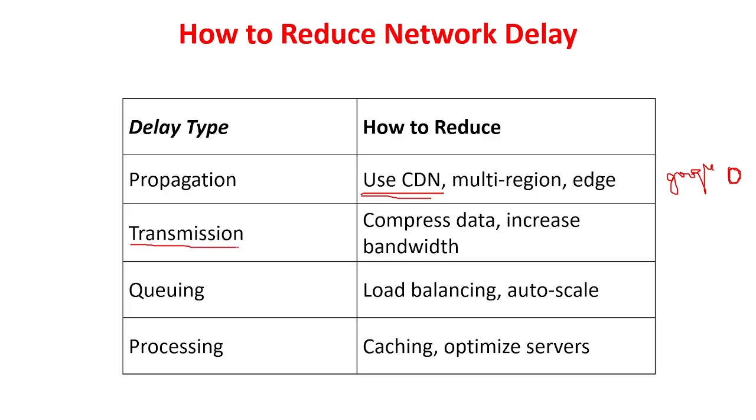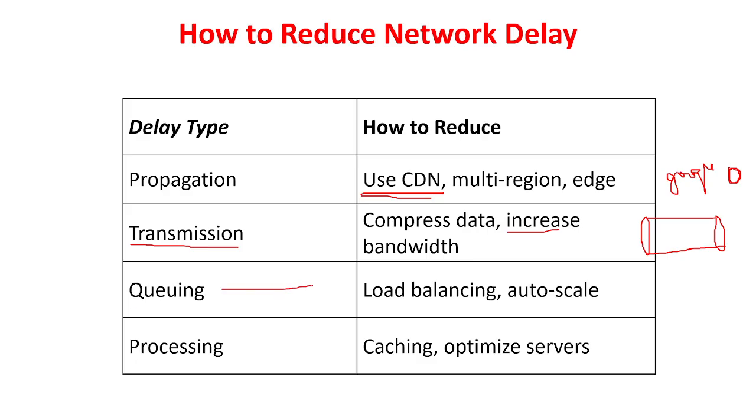Next we have transmission delay. For transmission, we can compress the data, which contains a header, payload, and a tail. If we compress it, more data will be transmitted in the transmission layer. Or we can increase the bandwidth also. If we take a real world analogy, we can consider it as a pipe. If we increase the diameter, more data will flow through it.